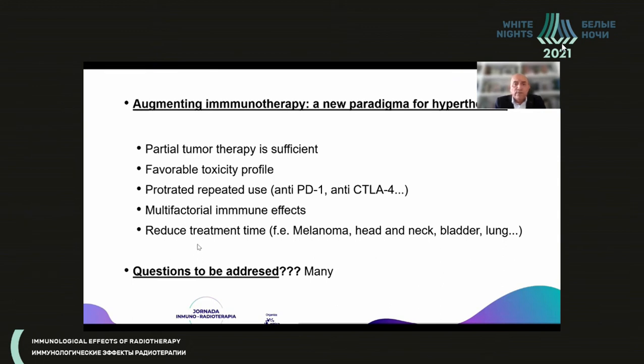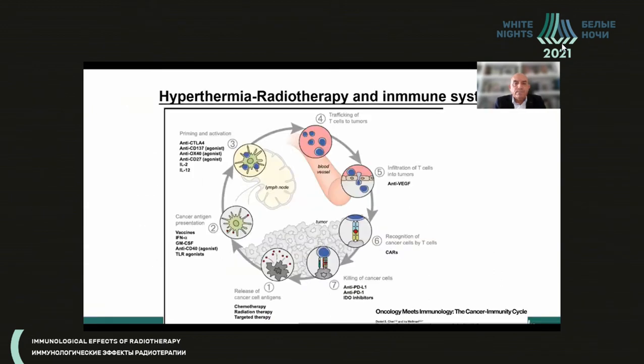Are there questions to be addressed? Many questions, but we think that we should work in the research of this combination of hyperthermia with the immune agents. And if we come back to the cancer immunity cycle, we could expect an enhanced immune response using hyperthermia in at least 3 steps of the immune cycle shown in the slide.